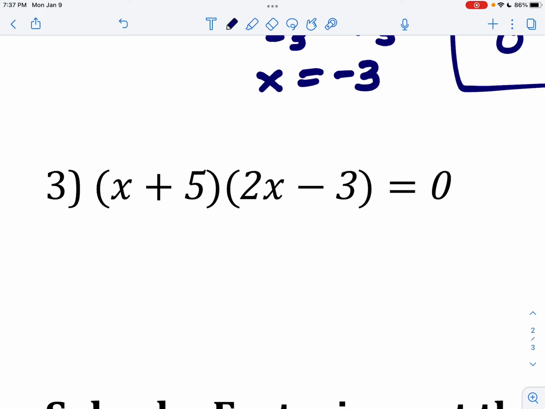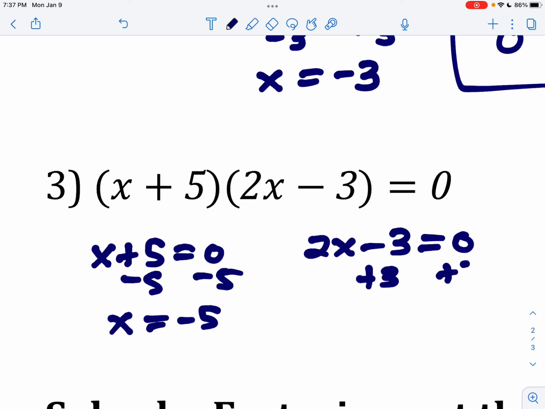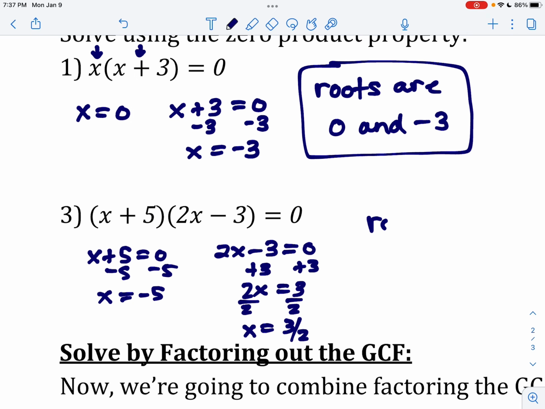All right, this one, it already has two factors. So they're both multiplied together equal to 0, so that means I can separate them and set them equal to 0. Subtract 5 from both sides, I get x equals -5. Add 3 to both sides, I get 2x equals 3. And then I still have to divide by 2. x equals 3 over 2. So my roots are -5 and 3 over 2.